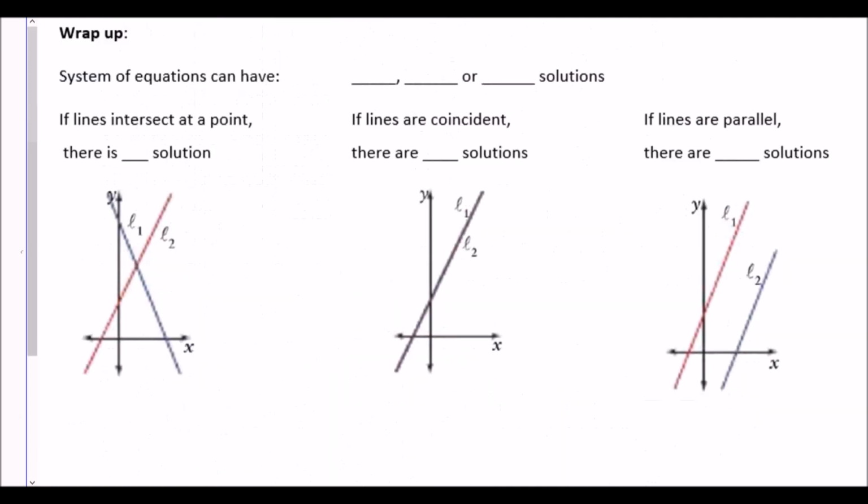All right, just to review, just like grade 9 math, a system of equations can have no, one, or infinite solutions. If lines intersect at a point, there is, of course, one solution. If lines are coincident, which means one on top of the other, there are infinite solutions, and if lines are parallel, there are no solutions. Thank you for listening to lesson 4A.